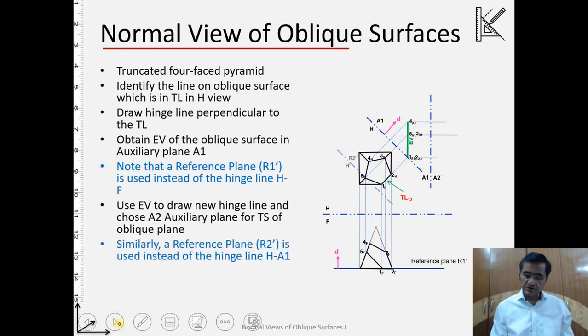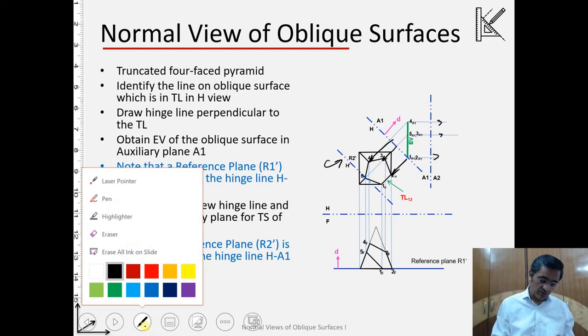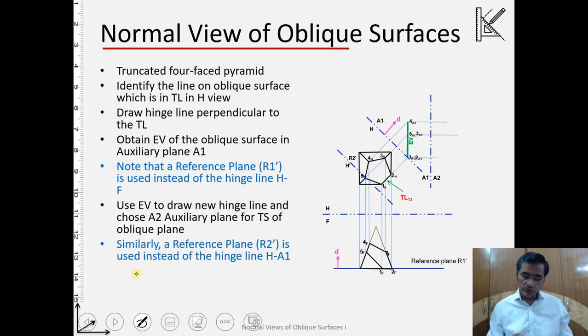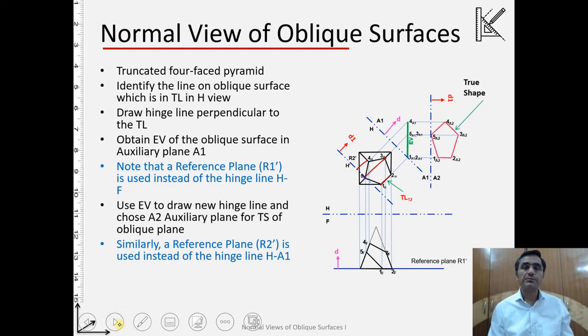If you take the projectors, these are the directions of the projectors, and then the distances that we have to measure. As we said earlier, ideally we used to measure the distances from the hinged line. But in this case, we are taking the reference line here, and we will be measuring the distances from the reference line. For each given point, that is how the distances are being measured. So we'll apply the distances, and by joining the points, we'll get the true shape.